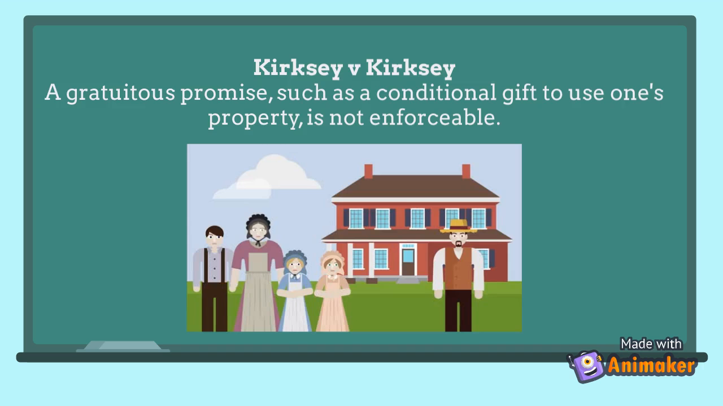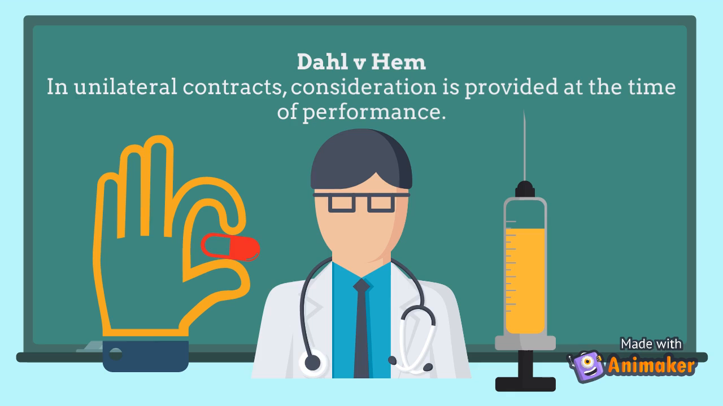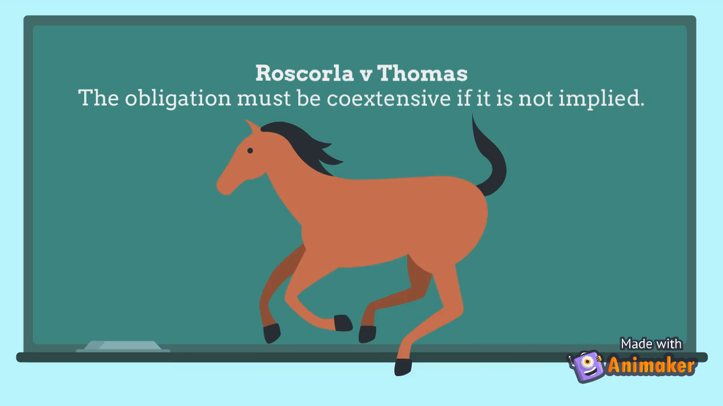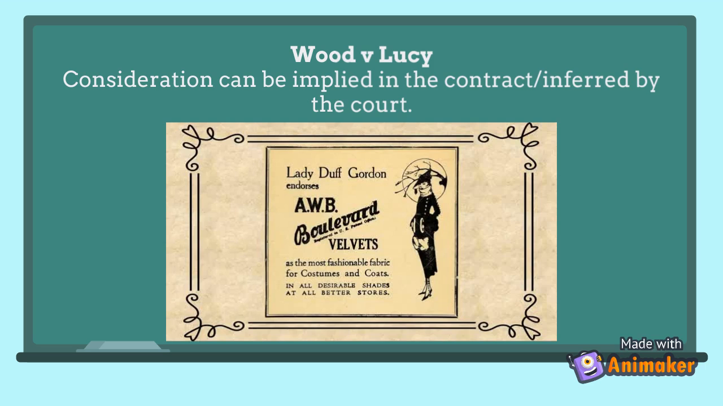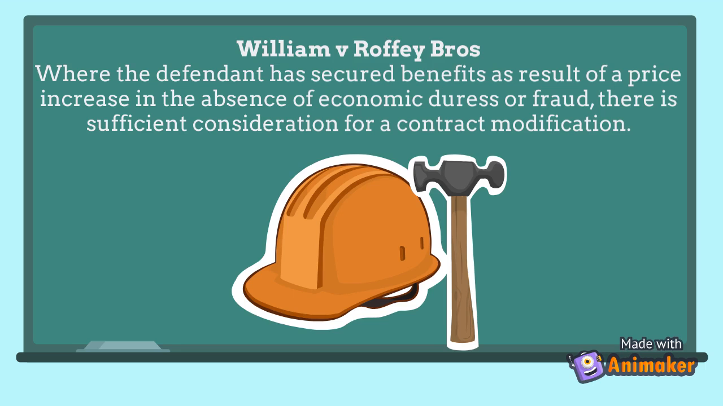Here are some other relevant cases to understand consideration and contract modification. From them, we know that a gratuitous promise, such as a conditional gift to use one's property, is not enforceable. In unilateral contracts, consideration is provided at the time of performance. The obligation must be coextensive if it is not implied. Consideration can be implied in the contract or inferred by the court. Where the defendant has secured benefits as a result of the price increase, in the absence of economic duress or fraud, there is sufficient consideration for contract modification.